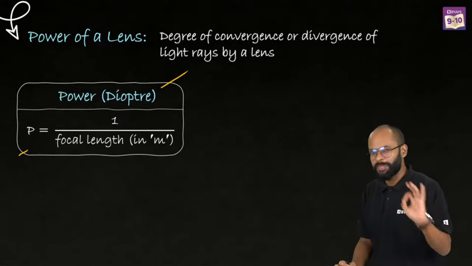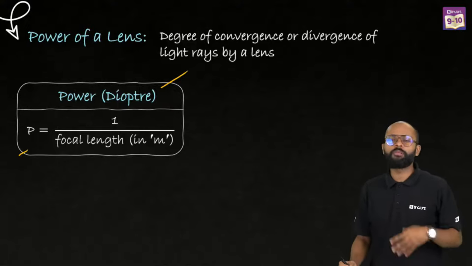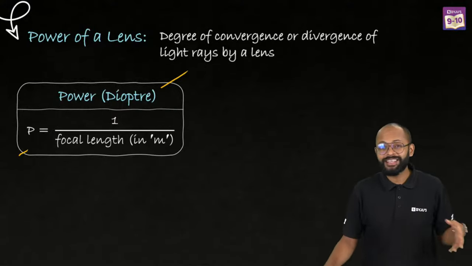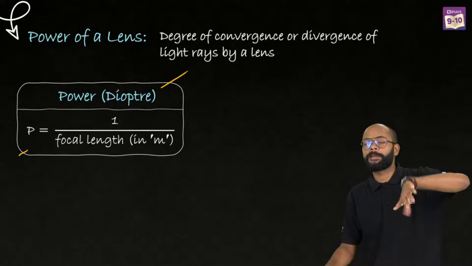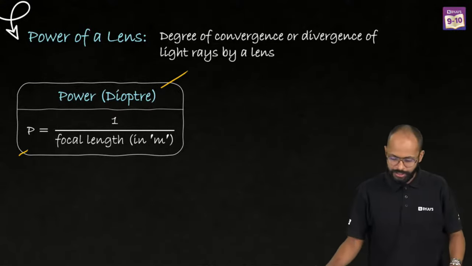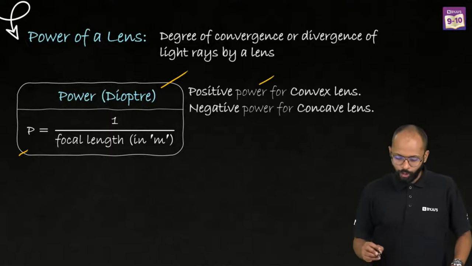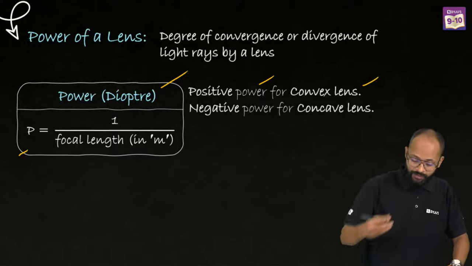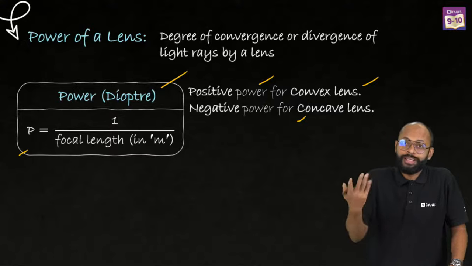This is the most basic. I'm not saying you remember two formulas. Sir, if focal length is given in centimeters, I'll remember 100 by F. Chill. Focal length in meters. Bas, itna yaad rakho. Okay? Positive power for convex because focal length is positive. Negative power for concave because focal length is negative.